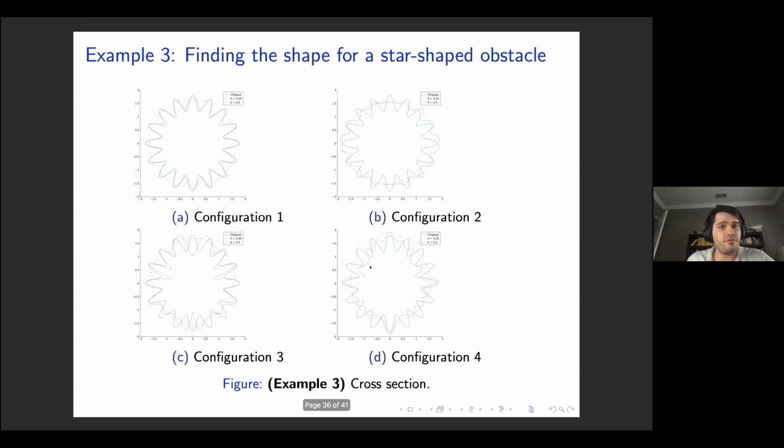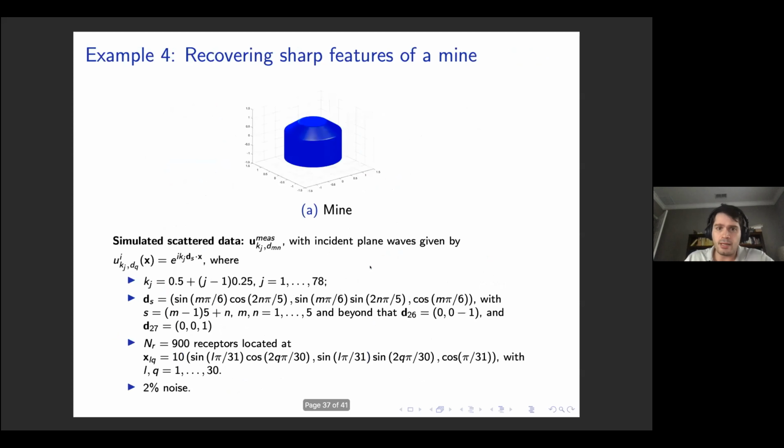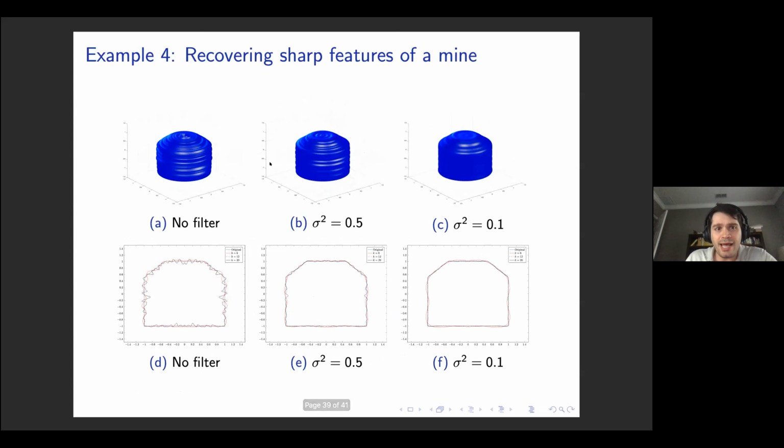And finally, just to finalize here, I tried to recover this shape of a mine, which has some corners, and it's very interesting because it's a general application. Here it has the proportions of a small mine, and we use multi-frequency data. And what happened is that when we were reconstructing, we went up to a higher frequency, and we started to see this very wiggly reconstruction here. You see that there are some corners in this obstacle.